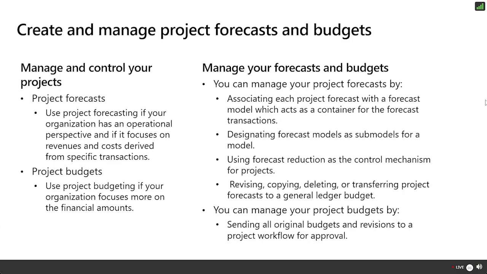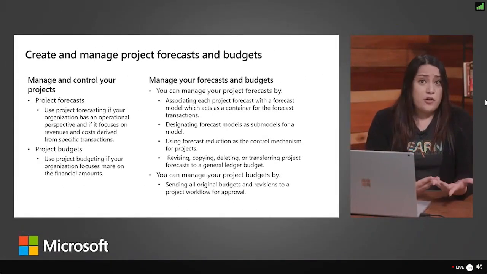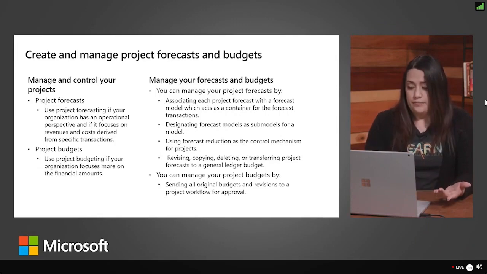whereas project budgeting is a simpler method than forecasting, although it does integrate with the forecast modules. It uses a single entry form for the original budget details and all the revisions, and that allows for projections that are based only on the amount or the category or an activity. In project budgeting, all original budgets and revisions have to be sent to a project workflow for approval. And workflows are going to give you increased control over the process and can create a change history record.